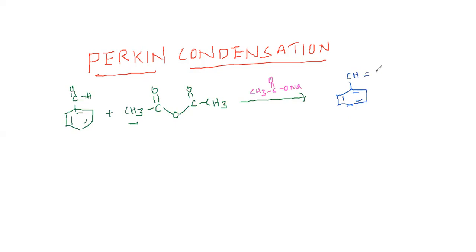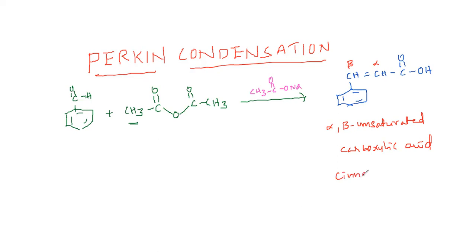This is CH=CH, C=OH. With respect to the carboxylic acid, these are the alpha and beta positions. This is an alpha, beta unsaturated carboxylic acid. Generally, this is named cinnamic acid. Here, I will explain how it is involved in the mechanism.